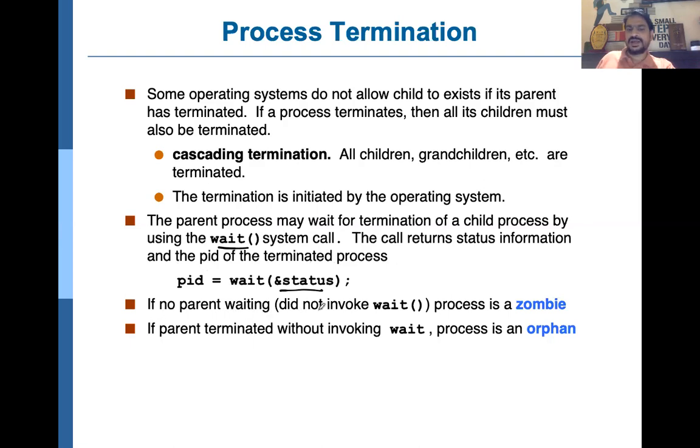If the parent did not invoke wait, then the process will become a zombie. If the parent terminated without invoking wait, then that is called orphan. Who will be called zombie and who will be called orphan? The child process. If no parent is waiting, the child process will become a zombie. And if the parent terminated without invoking wait, then it is called orphan. Let's see these two things one by one.